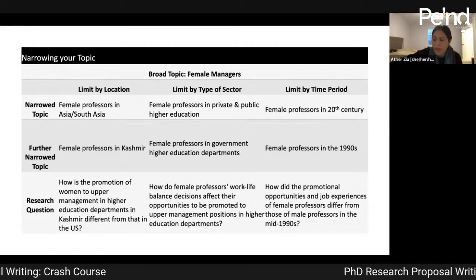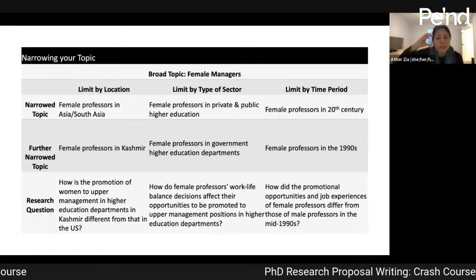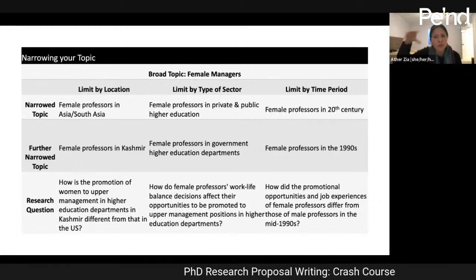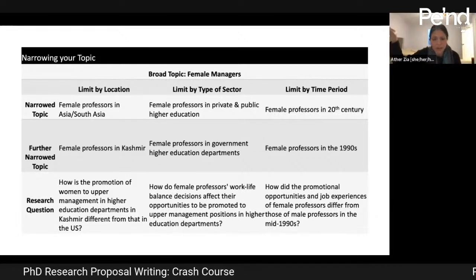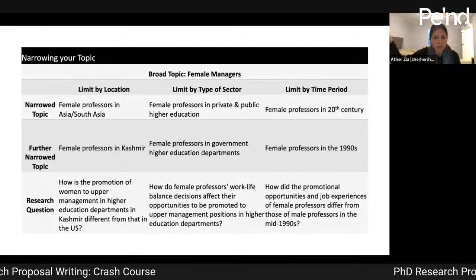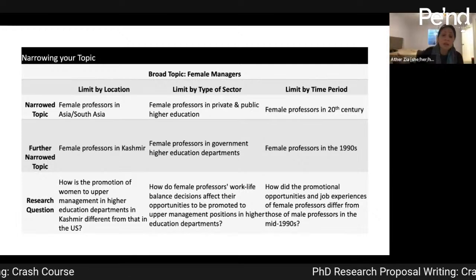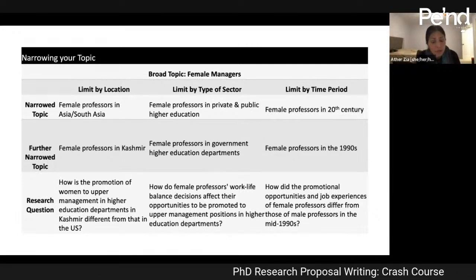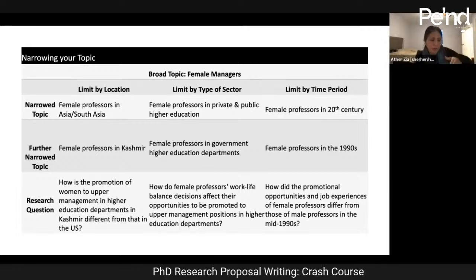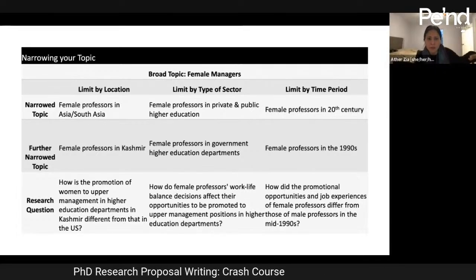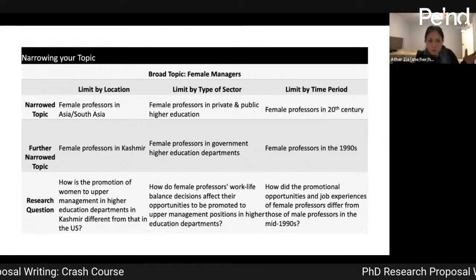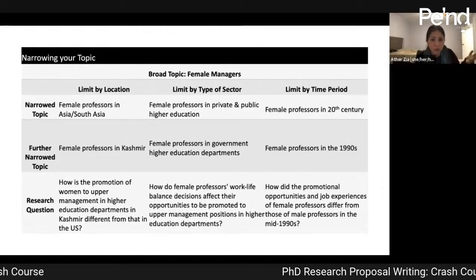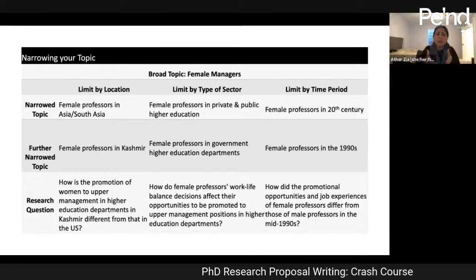in South Asia. So if you are focused on Kashmir, you'll be like, no, this probably isn't feasible for me because this doesn't work like that. We don't have as many private universities. But we do have a lot of government higher education departments. So you further narrow it down to government higher education departments, which could be high schools, or it could be universities and colleges, and you could further narrow it down.